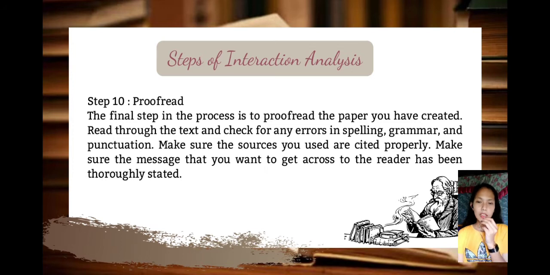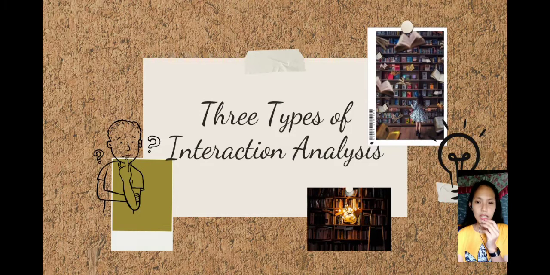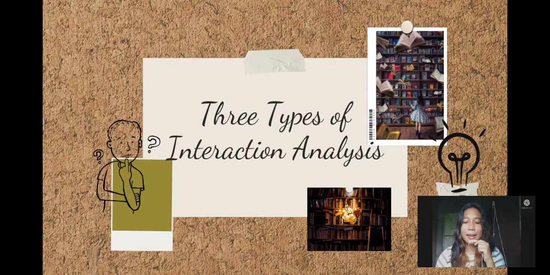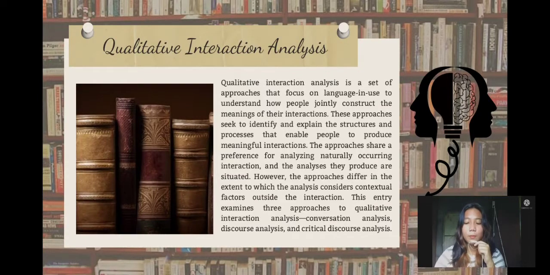Now, let us listen to Miss Iligan's discussion regarding the types, characteristics, processes, examples, and advantages and disadvantages of the interaction analysis research design. But let's first define again the qualitative interaction analysis. Qualitative interaction analysis is a set of approaches that focus on the language in use to understand how people jointly construct the meanings of their interactions.